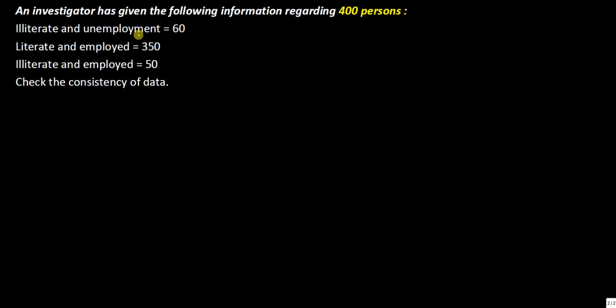Illiterate and unemployed equal to 50. Literate and employed equal to 350. Illiterate and employed equal to 50. Check the consistency of data. First we have to decide which attribute we take as A and B. A and B are important because the opposite of A is called alpha and the opposite of B is called beta.